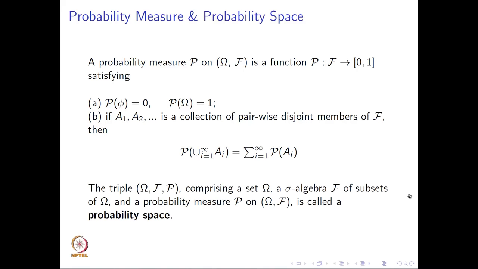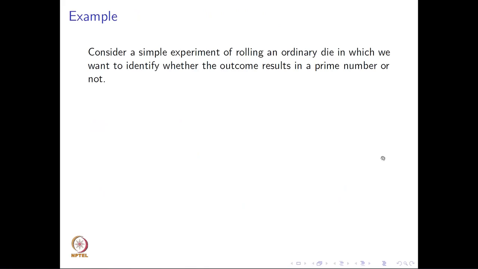The triple (omega, F, P), comprising a sample space omega, a sigma algebra F, which is a collection of subsets of omega, and a probability measure P defined on (omega, F), is called a probability space. For every probability problem that we come across, there exists a probability space comprising the triple (omega, F, P). Even though we may not always explicitly take into consideration this probability space when we solve a problem, it should always remain in the back of our heads.